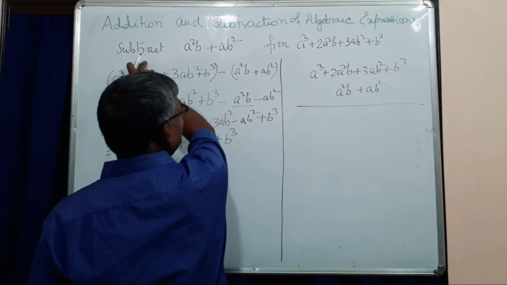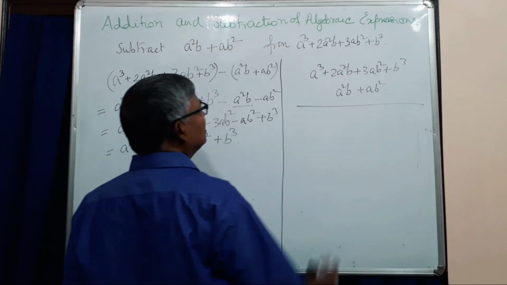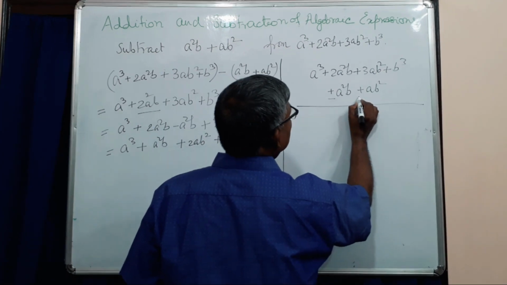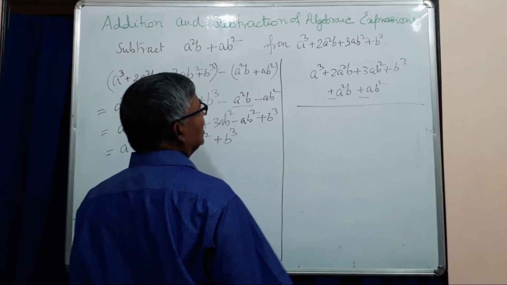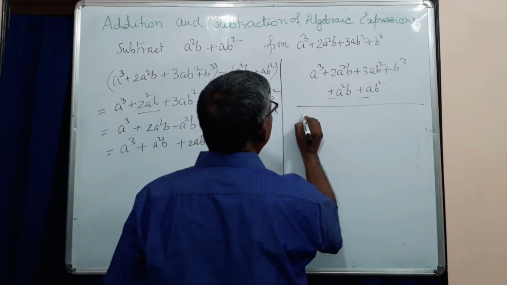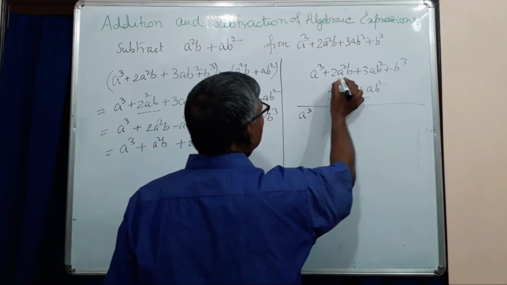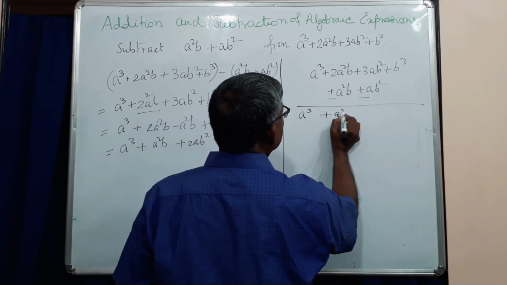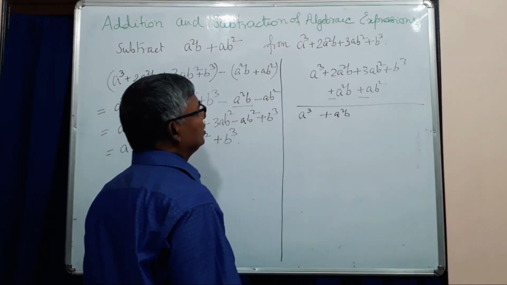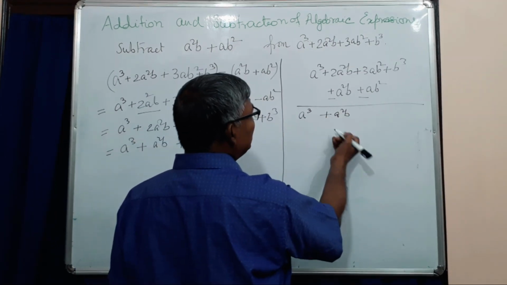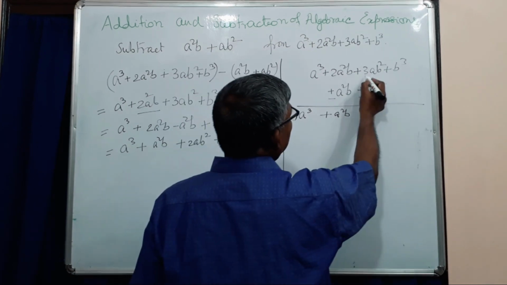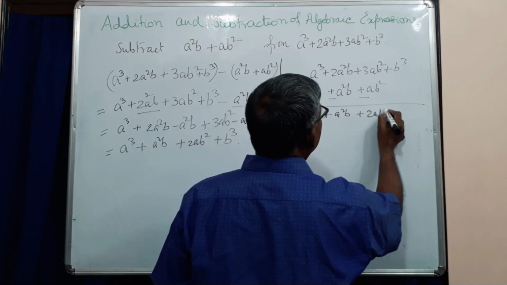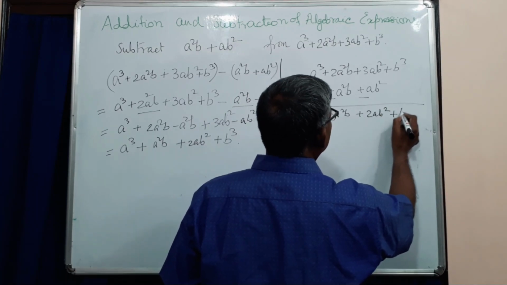Since we have to subtract these from that, so what we know, here is also plus, then we have to change the sign. So here we see a cube is alone, here 2 a square b minus a square b, that is a square b, 1 a square b means a square b. Here 3ab square minus ab square, that is 2ab square plus b cube.